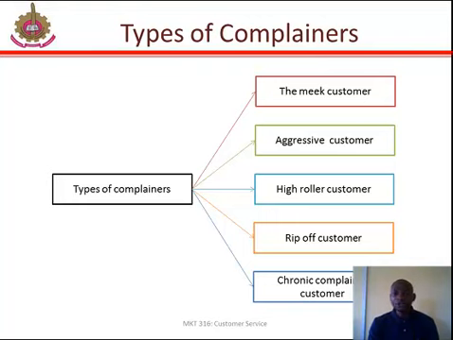The second type of customers are aggressive customers. The aggressive customer is the opposite of the meek customer. They readily complain, often loudly and at length. In order to deal with this type of customer, you agree that a problem exists and let them know what will be done to resolve the problem.